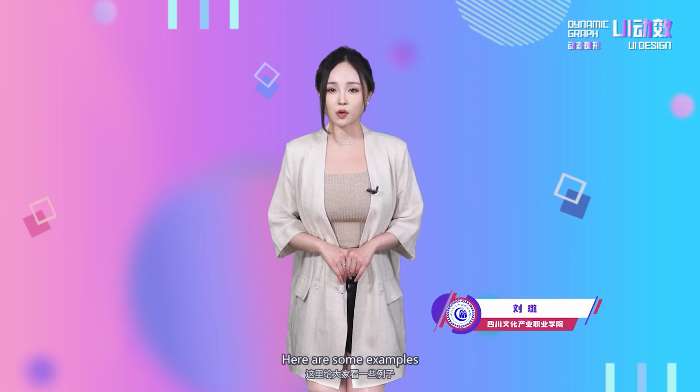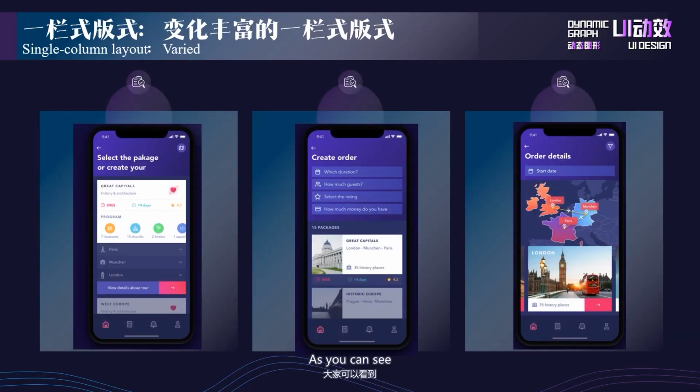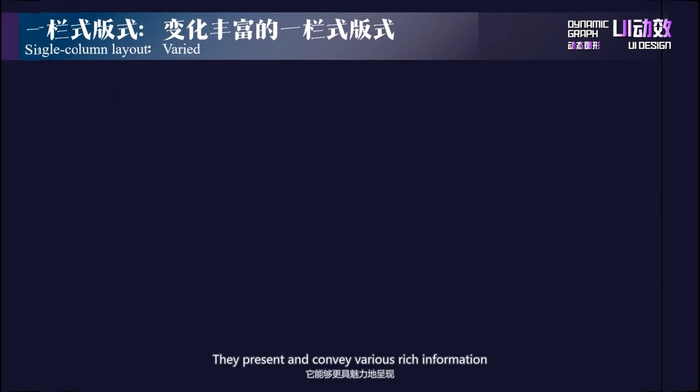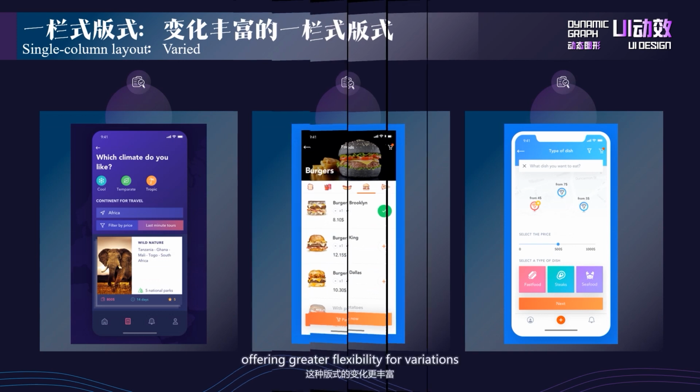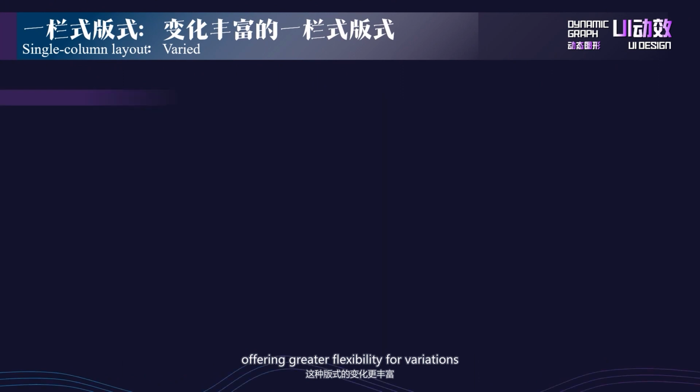Here are some examples. As you can see, even though these single column layouts don't have segmented sections, the layout and design are not simplistic. They present and convey various rich information in an attractive manner. The design of this single column layout fully demonstrates the skills of a designer. It is the most suitable layout for visual effects and creativity, offering greater flexibility for variations.